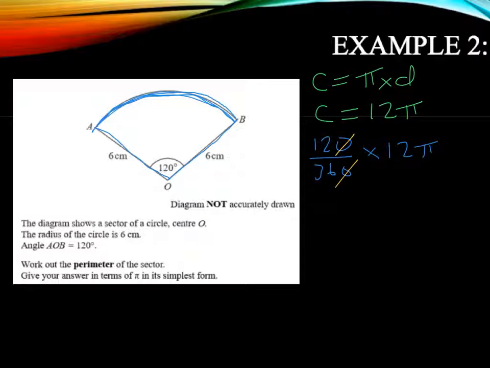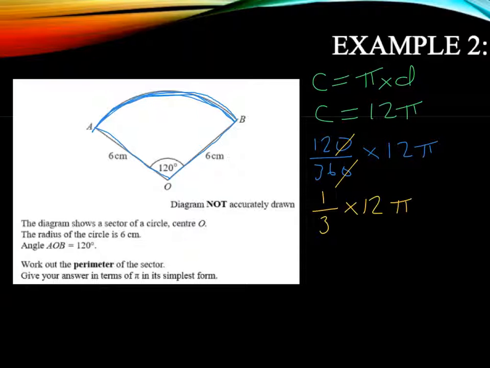Again, cancelling this down further, I'll end up with a third. So a third of 12 pi. Again, I use the word of specifically at this point, remembering that of and multiply are often interchangeable within maths. So a third of 12 is 4 pi.